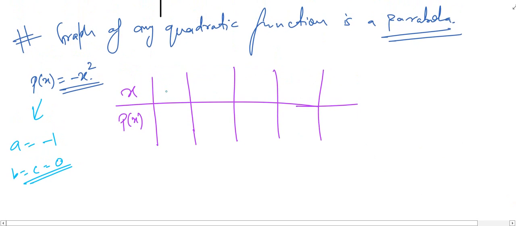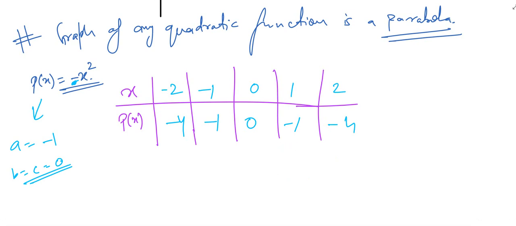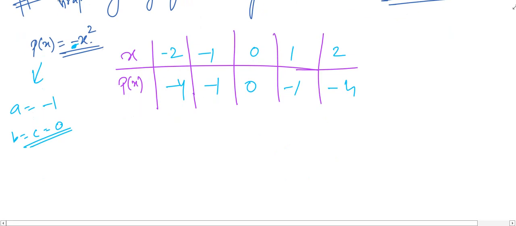So what if we put -2? We would have got 4, but here the minus is altering our observations and we get -4. If we put -1 we get -1. If we put 0 we get 0. We put 1 we get -1. We put 2 we get -4. So you might have got what I wanted to tell you in this condition.